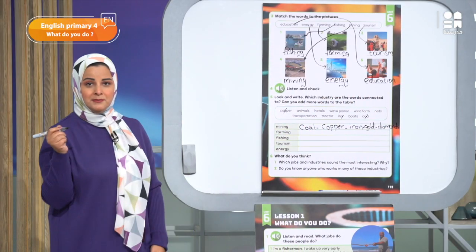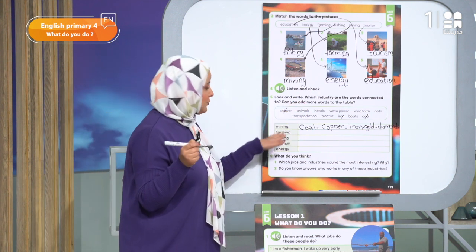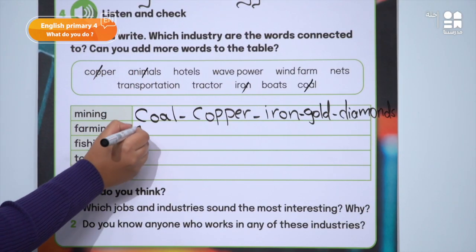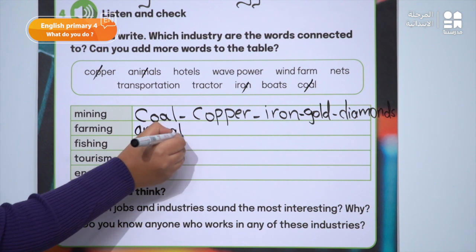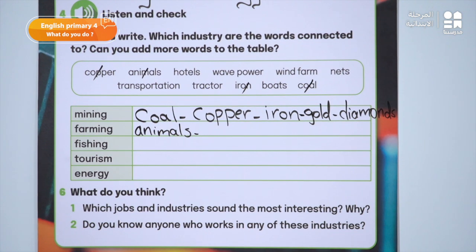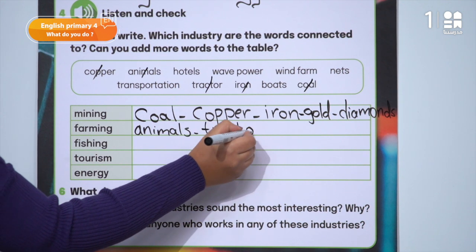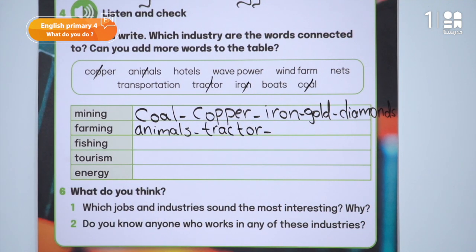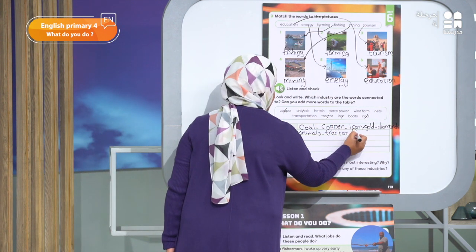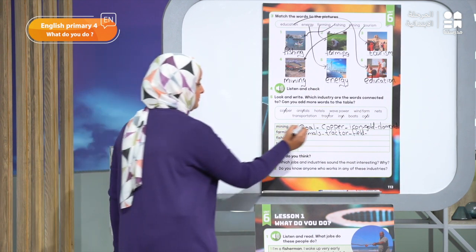Okay, the farming. Can you find the answer? Which words here are related to farming? Animals, what else? Tractor, very good. Let's add our own words, like for example, field or a farm. And also we can write vegetables.